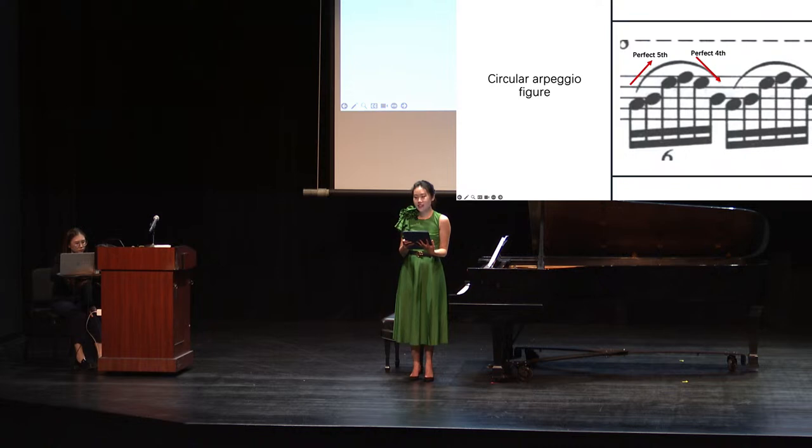Perfect fourths and perfect fifths form undulating melody lines. The frame of perfect fourths and fifths goes up by perfect fifths and then goes down by perfect fourths, which forms the circular arpeggio.